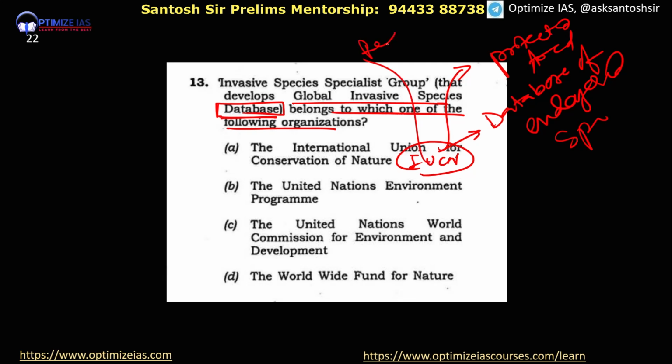We have read about the Red List. UPSC has asked about it a lot of times. So this is also about a database. So there is a high chance the answer is IUCN only, because of the word database. The others are not the answer. Such kind of common sense you have to use inside the exam hall.